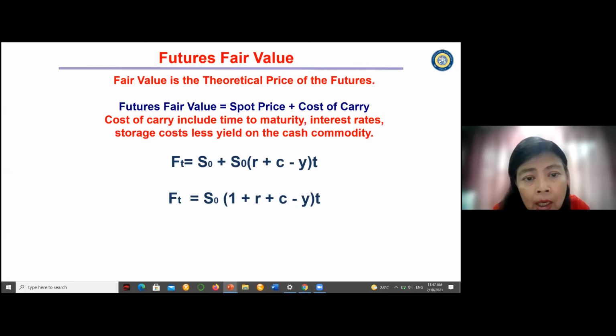For stock index futures, your cost of carry, there is no C, okay? There's no C. Why is there no C?